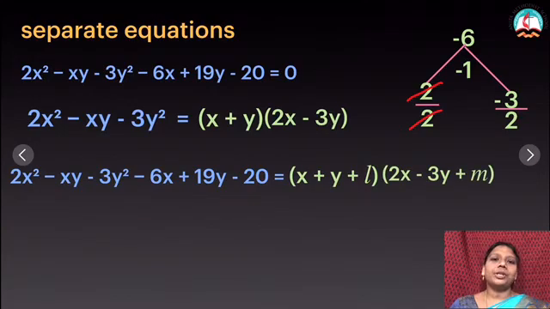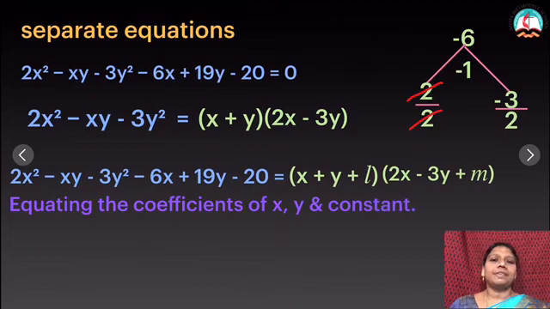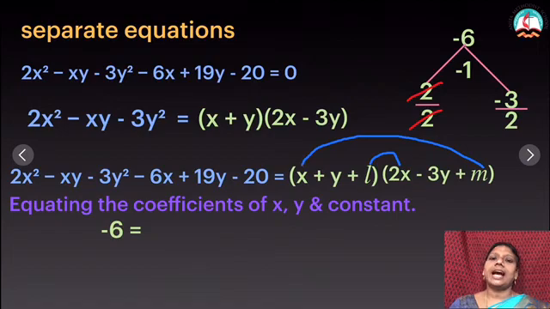Okay. Now what I am going to do is I am just equating the coefficients of x, y and constant. Look at the left side. What is the coefficient of x? Yes, the coefficient of x is minus 6. That is equal to, I am going to take a constant in the first bracket and multiply with the coefficient of x in the second bracket. So I am getting 2L. Similarly, I am taking the constant in the second bracket and multiply the coefficient of x with the first bracket. Therefore, it will be m. So my equation will be minus 6 is equal to 2L plus m.